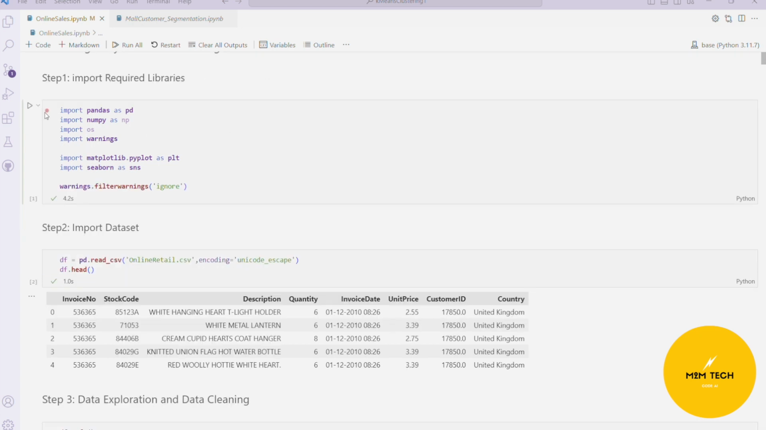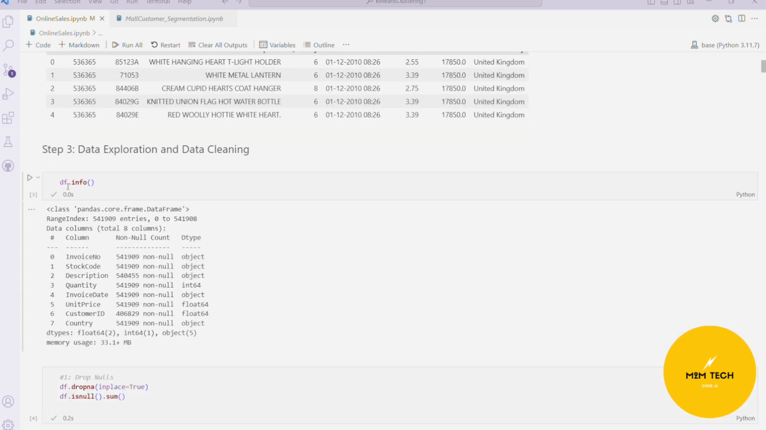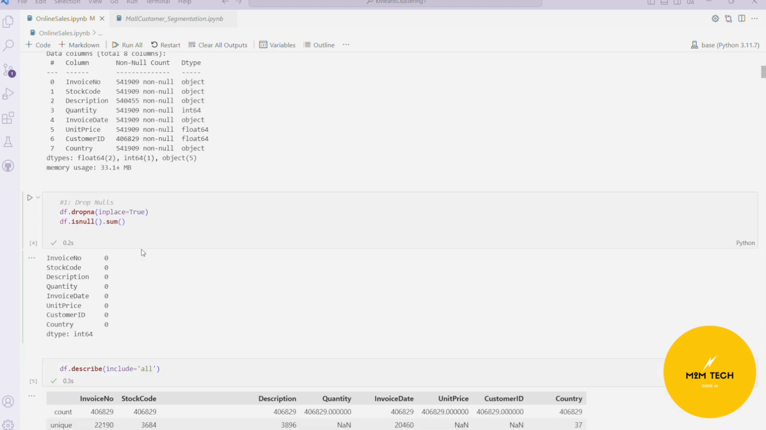So the first thing I did was to import the required libraries and import the dataset, and also, on a high level, understand what the data info looks like. And then, because I already see from here that there are some null values, the first thing I did was to drop the nulls.